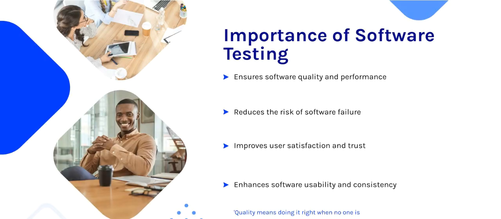By following this cycle, teams can deliver better, more reliable software. Finally, remember what Henry Ford said: quality means doing it right when no one is looking. Software testing is critical for delivering a high-quality product that meets customer expectations. Software testing plays a critical role in delivering high-quality products. It helps identify bugs and defects early, so they can be fixed before the software reaches users. This saves time, money, and effort in the long run.